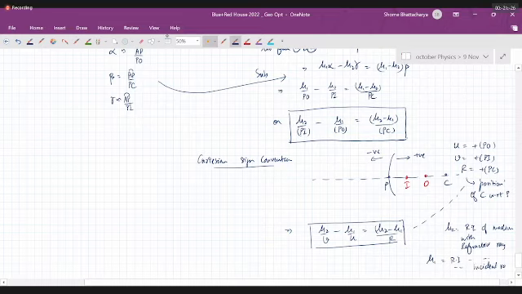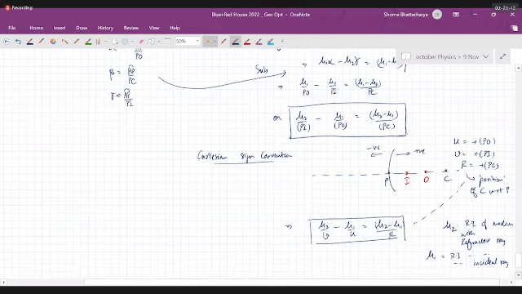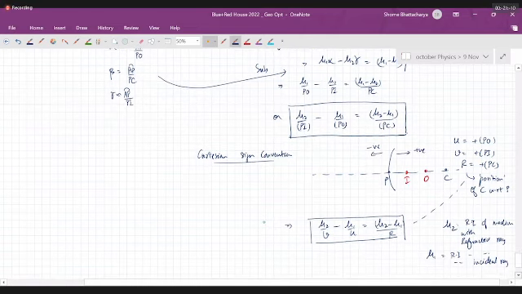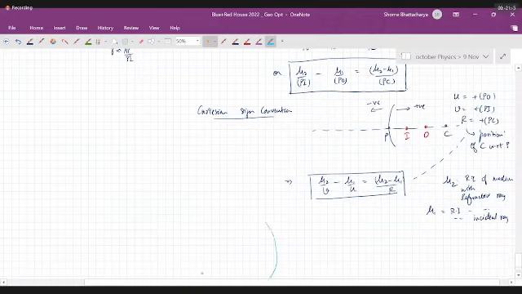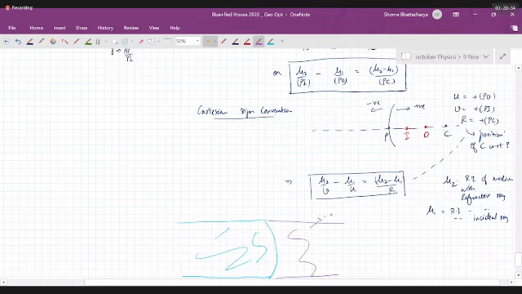So I will just quickly show you with another demonstration that this formula remains the same for a concave refracting surface also. This time we have this kind of situation.